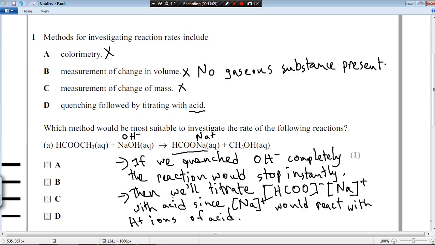So we can use the titration to investigate the rates. That is why we are going to choose D. So option D is correct. That is why we can justify that option D is correct. First of all, hydroxide ion is present, that is why we can use the quenching method, and that is why we won't use B and C. Most students get trapped in option B or C. So the option wouldn't be B or C. The answer is D. Therefore the answer is D.